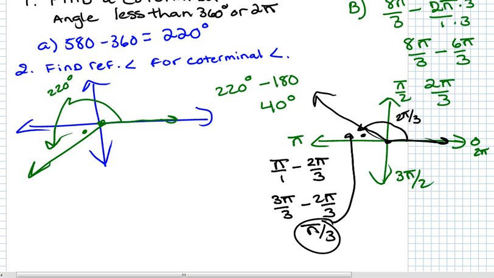Alright, this concludes our short video for today on how to find reference angles. This stuff is important because we're going to build up to finding trigonometric values.